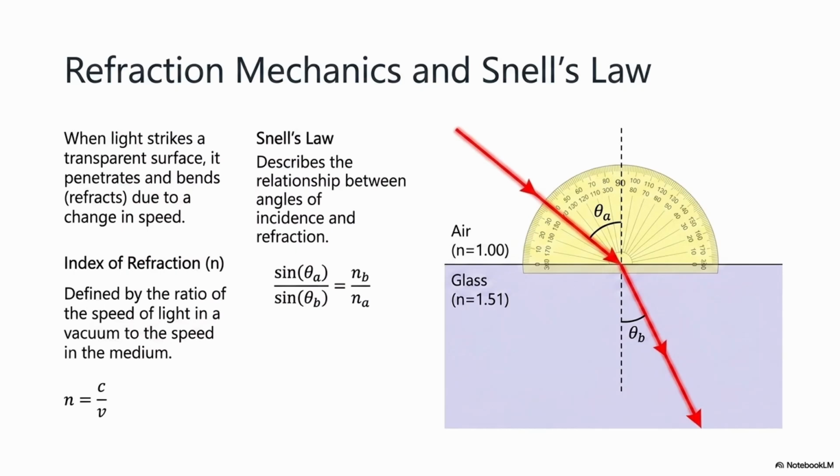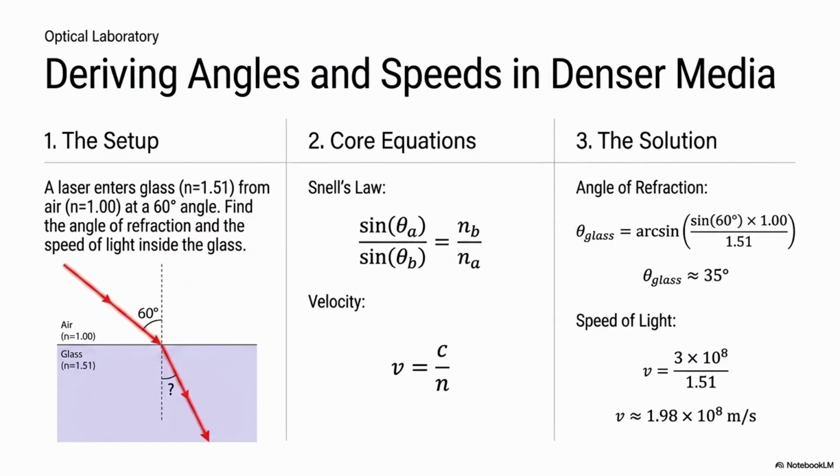Moving to slide 8, we have Lab 2, deriving angles and speeds. The real-world setup here is a laser entering a solid block of glass from the surrounding air at a 60-degree angle. Okay, so air has an index of exactly 1.00. The glass has an index of 1.51. By applying Snell's law, we can calculate the exact trajectory. And the math shows the angle of refraction bends drastically down to about 35 degrees. So it came in at a wide 60 and snapped into a tighter 35.